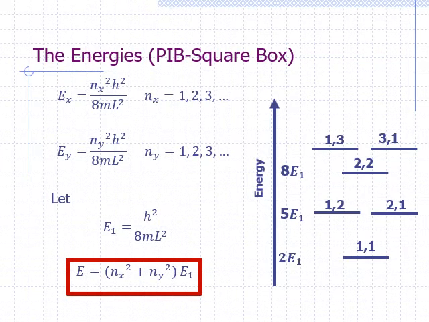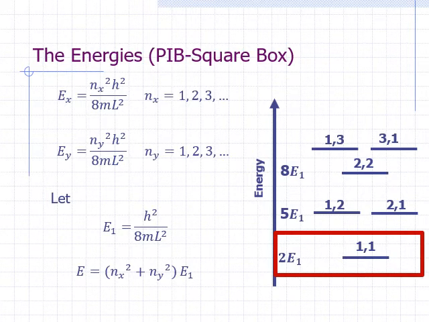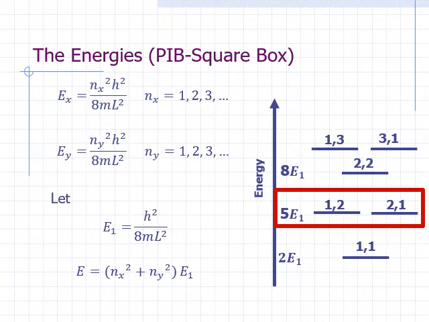It should be easy to show that the energy, which is E sub x plus E sub y, is just equal to n sub x squared plus n sub y squared times E sub 1. The ground state, as before, is when n sub x and n sub y are both equal to 1. That corresponds to 2 times E sub 1. The first excited energy level is when one of the two quantum numbers is 2 and the other is 1. Regardless of which quantum number is 2, the energy is the same. 1 squared plus 2 squared is 5. The energy is 5 E sub 1.